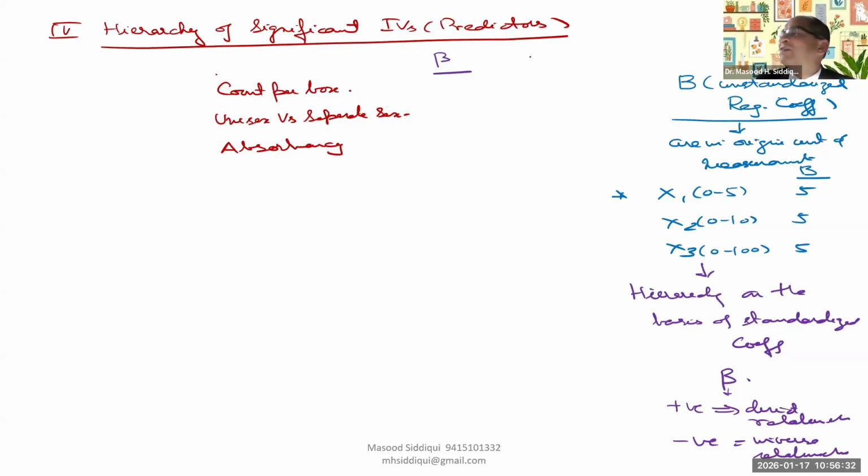So what are the beta values of these significant predictors? For the count per box, this is 0.269 because it has been standardized. The unisex versus separate sex is 0.362 and the absorbency is 0.204. I'm showing you these values on this.